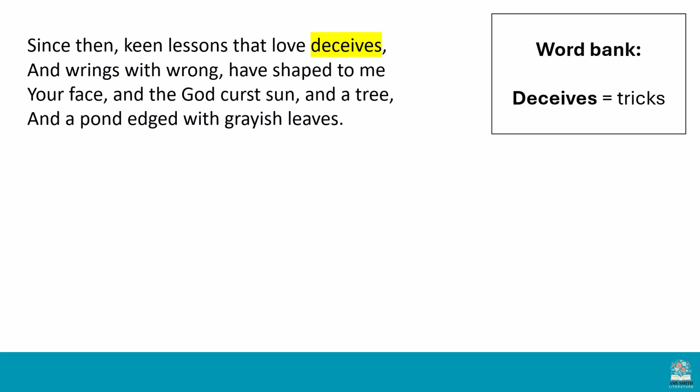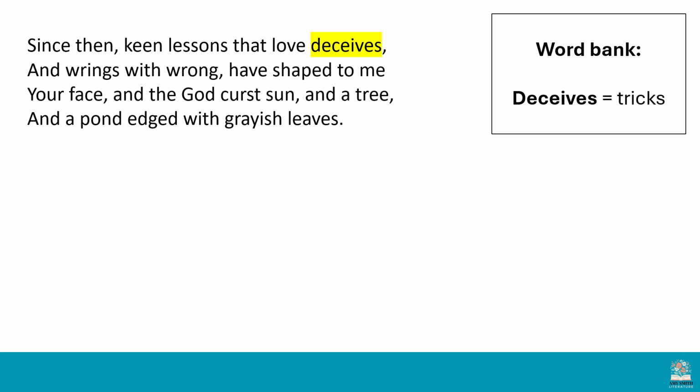The final stanza then, since then, keen lessons that love deceives. So here the speaker really shifts their focus. The first three stanzas, they've been having a flashback to the situation where the girl broke up with them, and now they are thinking bigger. What can they learn from this breakup? And what they learn is that love deceives, love tricks people, it leads people on and then stabs them in the back. And he thinks that all you can gain from love is kind of suffering.